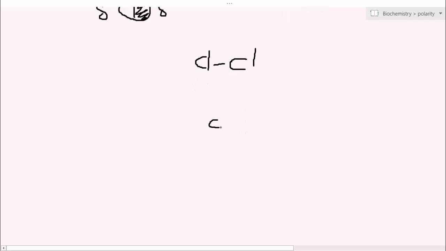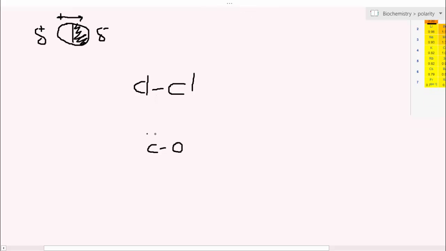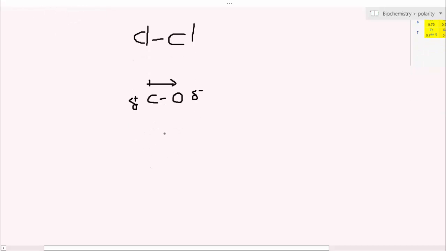Another example would be a CO bond. Going back to the table, oxygen has higher electronegativity than carbon. So electrons will go to the oxygen atom, or will be more concentrated in the oxygen atom. So this will carry a partial negative charge, and this will carry a partial positive charge. I forgot the positive sign at the tip of this arrow. That's it. So this bond is called a polar bond.